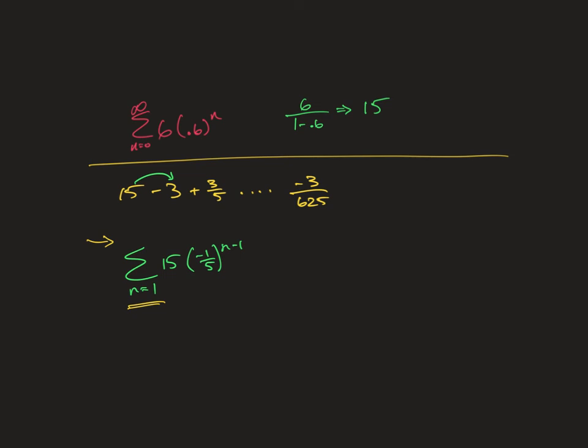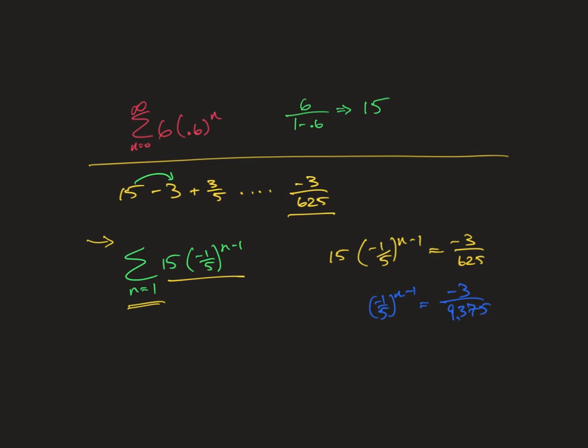We actually need to set our rule equal to our last term. So I'm going to have 15 times negative 1/5 to the power of n minus 1 is equal to negative 3 over 625. Now, I need to get this number with the exponent equal to a number. So I need to first divide by 15. We divide by 15, and we end up with negative 3 over 9,375 is equal to negative 1/5 to the n minus 1.